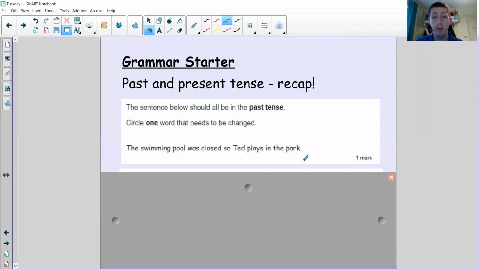Well, the word that should be changed would be plays. Plays would be right now, but it should be written in the past tense, which means that it should be played. So I changed that letter S to an ED to make it played. Let's do one more problem.